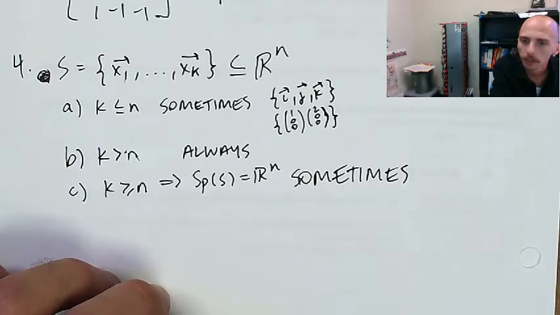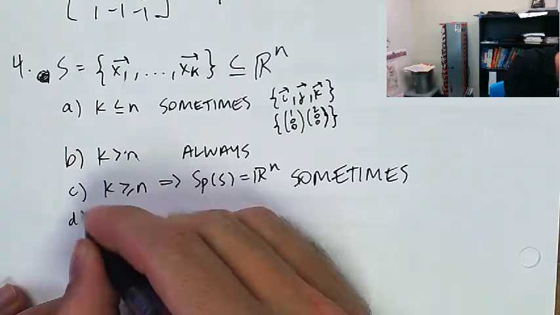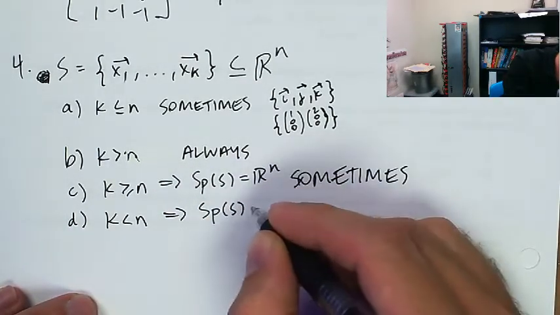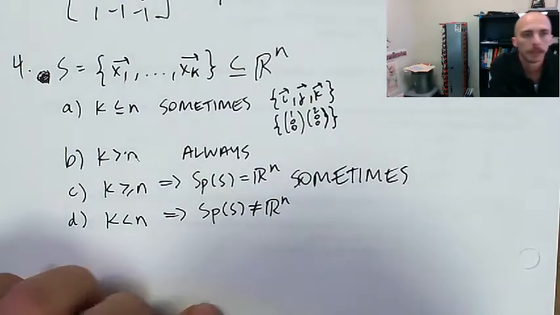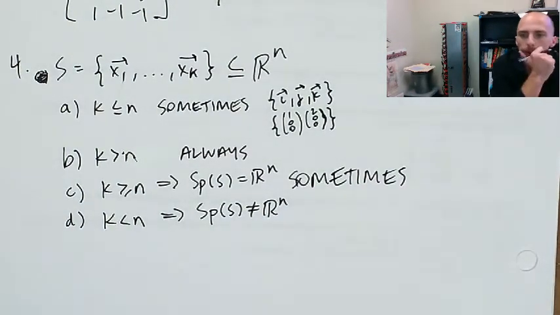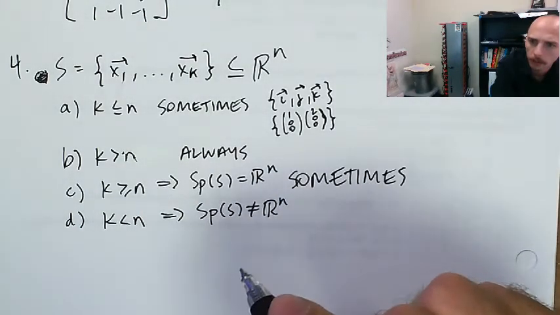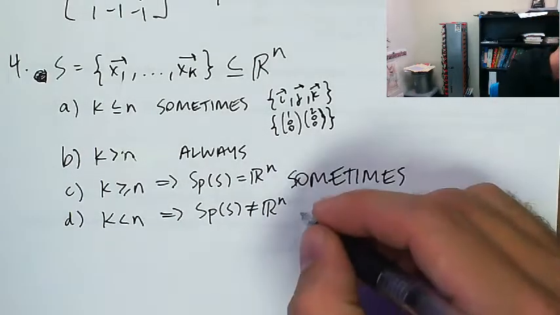And then part D: K is less than N. Yes. K less than N implies that S cannot span Rn. That's true because the dimension of Rn is equal to N, so each basis will have N vectors in it, and a basis is a minimal spanning set. So if I don't have N vectors, I don't have a spanning set. S is not a spanning set for Rn. That's always true.